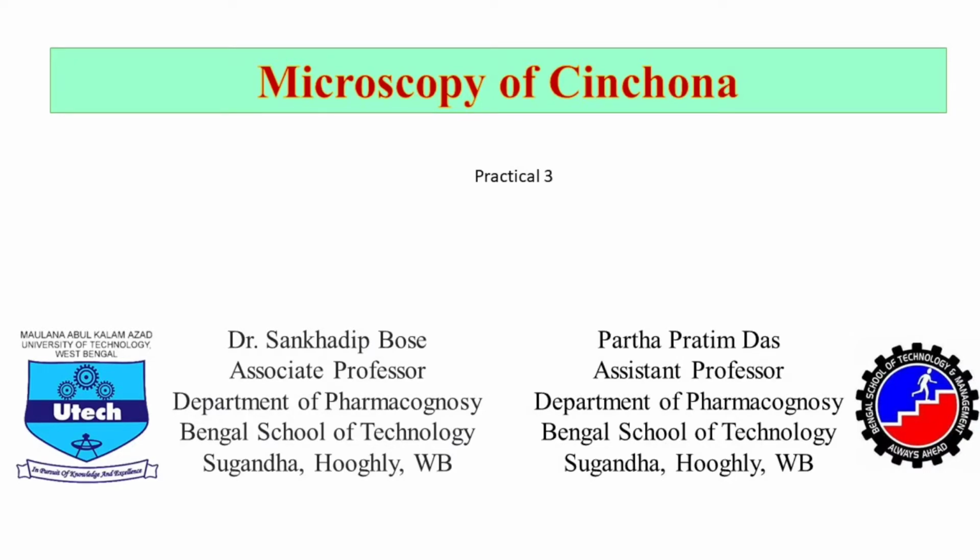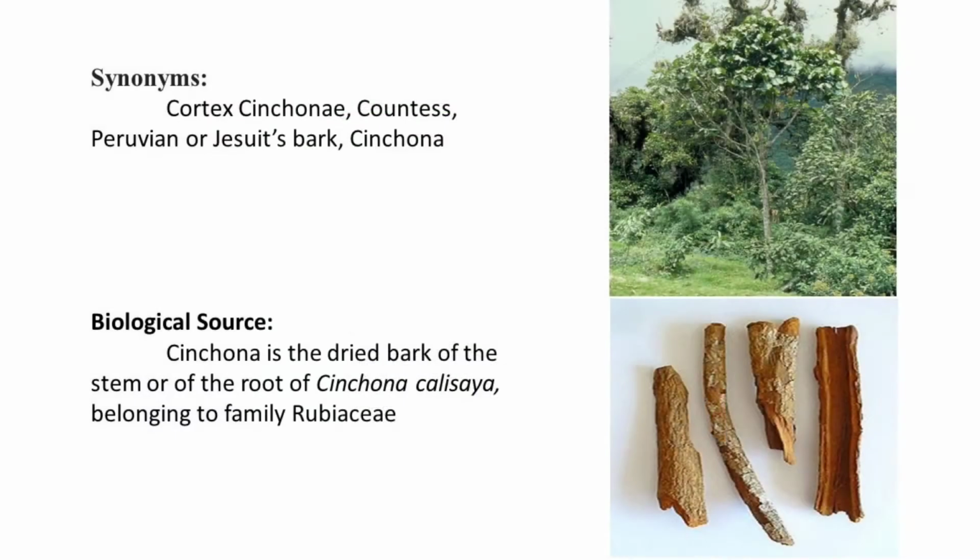In today's practical, we will discuss the microscopy of cinchona bark. You know, cinchona is a plant from which we can get quinine, which is a potent anti-malarial drug. The biological source of cinchona is the dried bark and root of Cinchona calisaya, belonging to the family Rubiaceae.